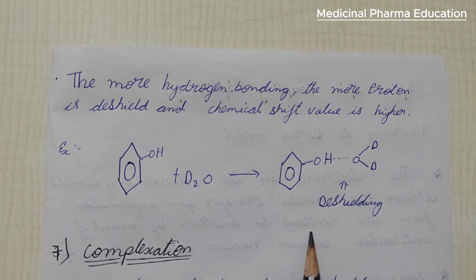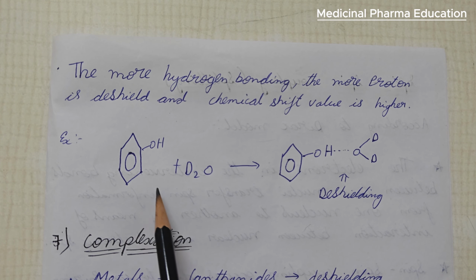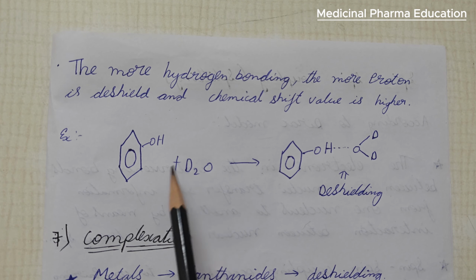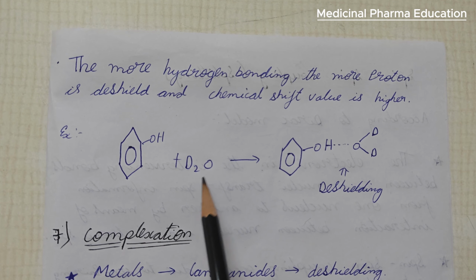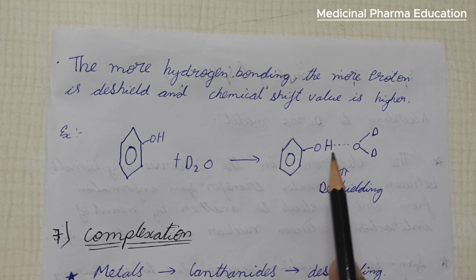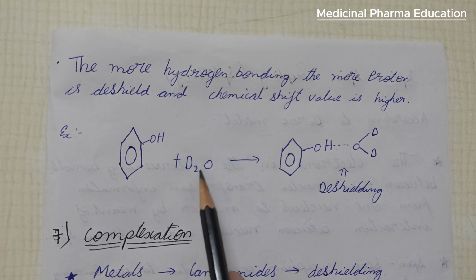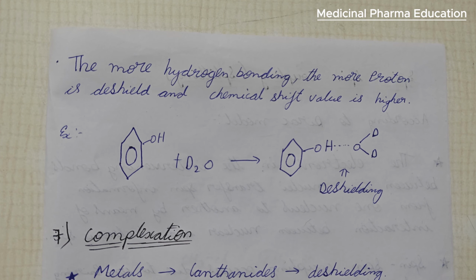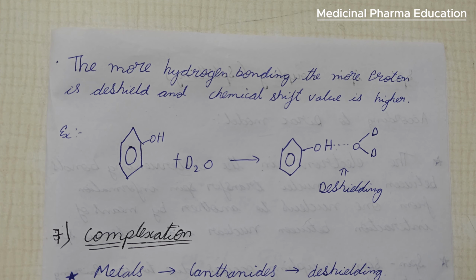How? If we take the example of phenol with deuterium oxide, D2O, and hydrogen bonding is happening between this compound and this compound, this causes deshielding. This way the chemical shift value increases.